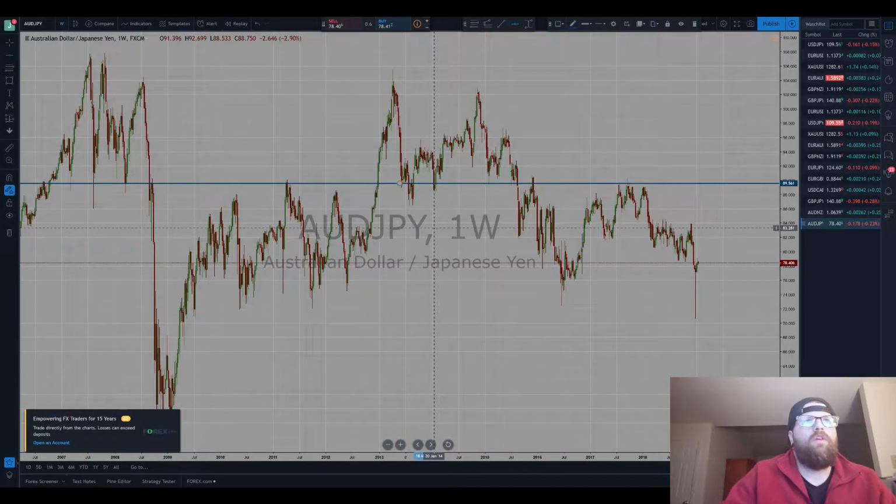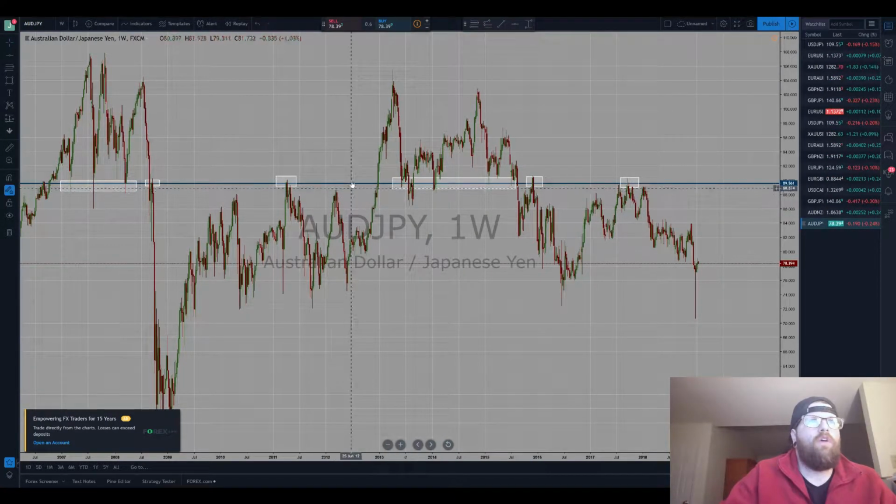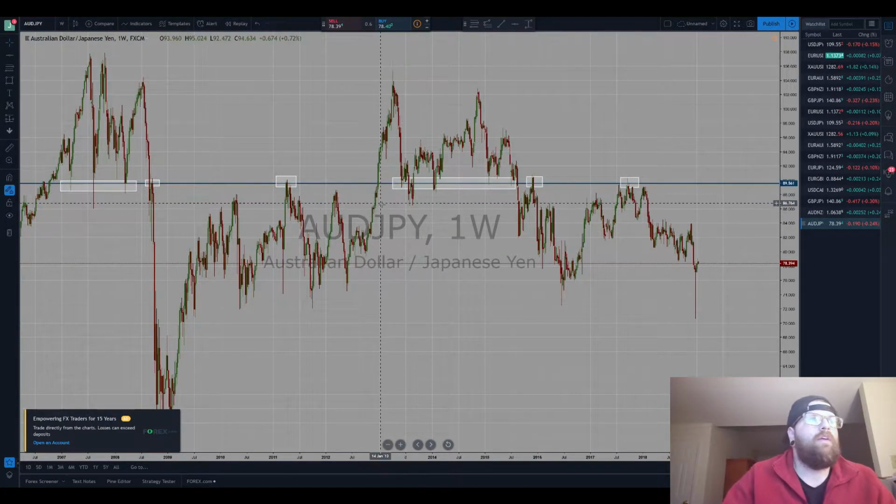So we'll see that for example, these levels, right, we have a test right here, a test right here, multiple tests right here, all throughout that, a test right here, and then multiple tests over here, and technically a break and a retest right there. So those are all tests of a support and resistance level, and I say support and resistance because price is on both sides of this horizontal line.